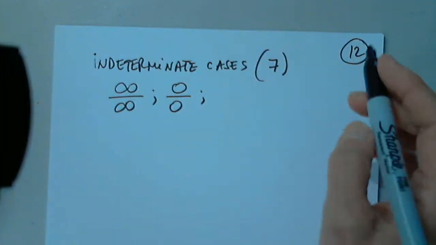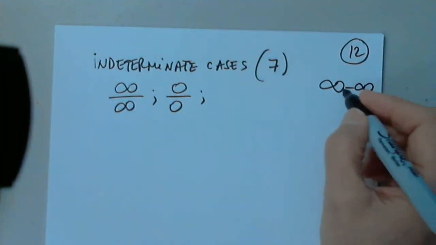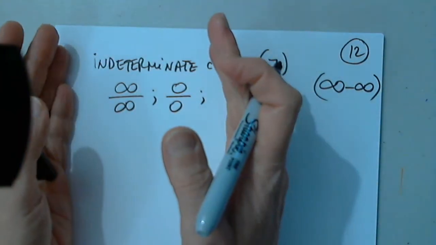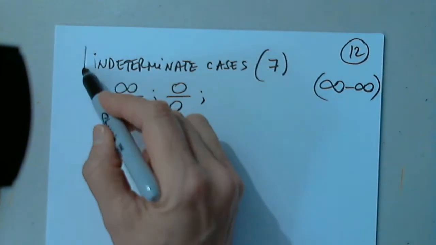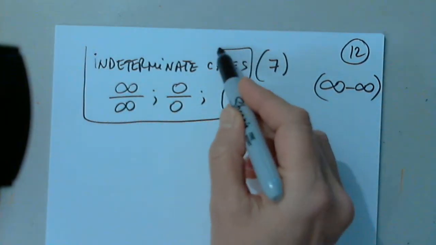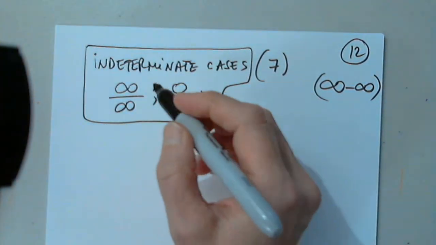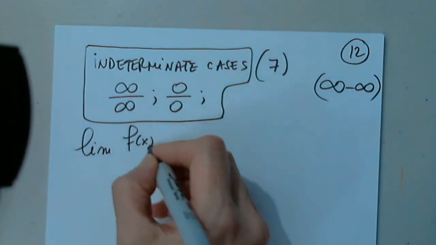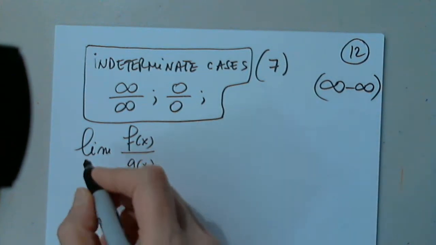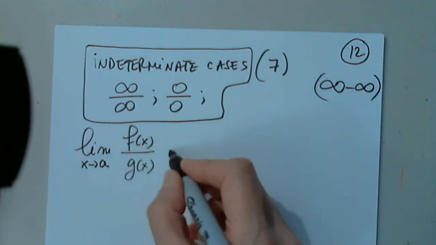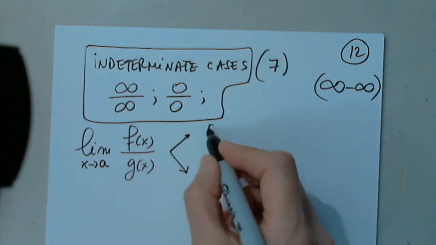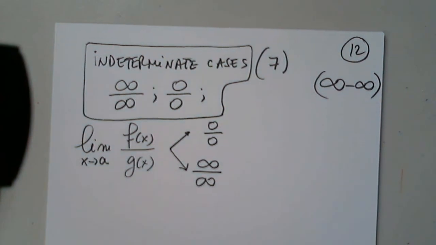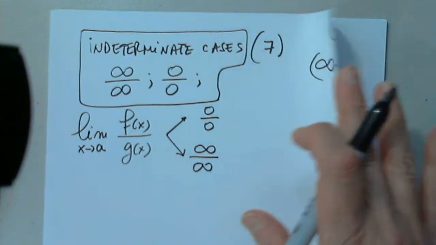I don't really need the third one, but the third one is infinity minus infinity. Good. I really needed these two. So only in these two situations, when we have a limit of a function over another function, let's say as x approaches a, only in these two situations, 0 over 0 or infinity over infinity, no other case, just these two.